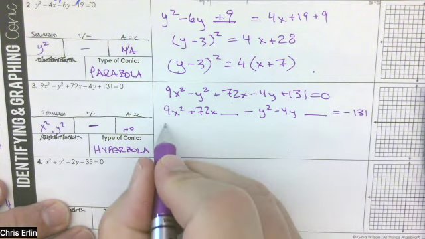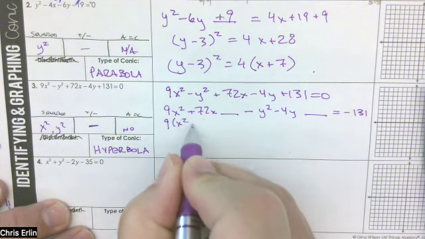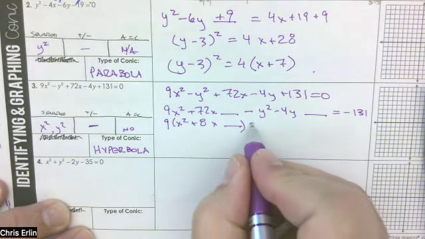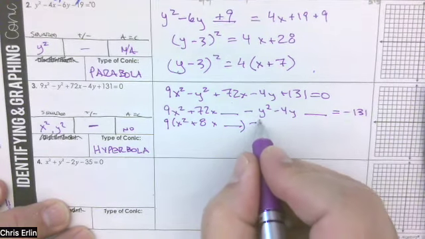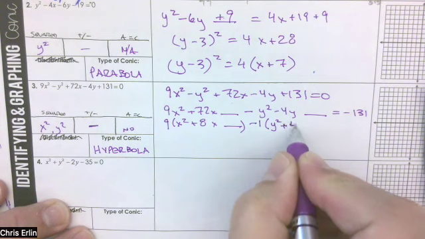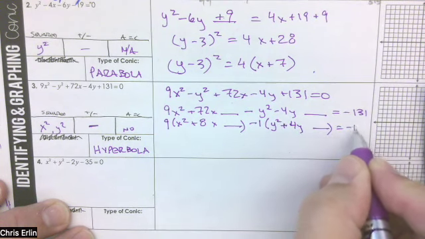Let's get rid of our lead coefficient. So I'm going to divide a 9 out of this one, x squared plus 8x. I'm going to take a negative 1 out of this one. So I get y squared plus 4y blank equals negative 131.